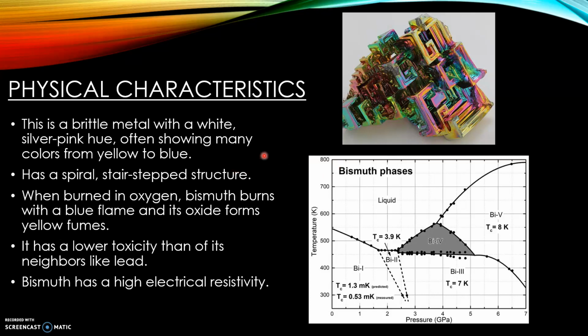When burned in oxygen, bismuth burns with a blue flame, and its oxide forms yellow fumes. It has lower toxicity than its neighbors like lead, and bismuth has a high electrical resistance. I put this graph in here to kind of show the phases that it goes through. As we can see here, it has many phases.